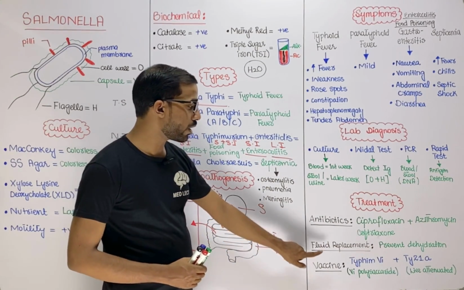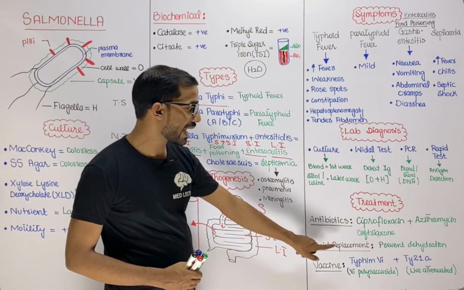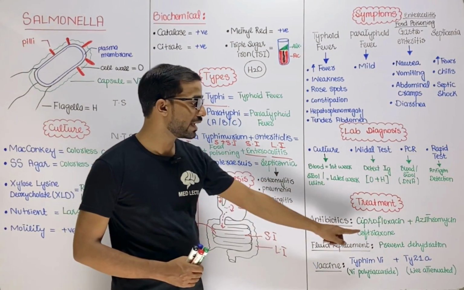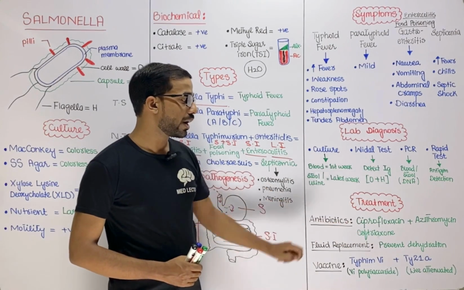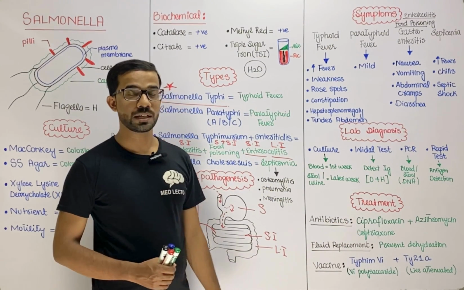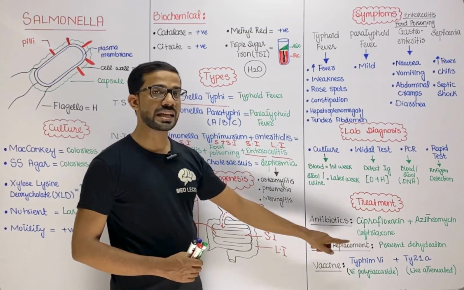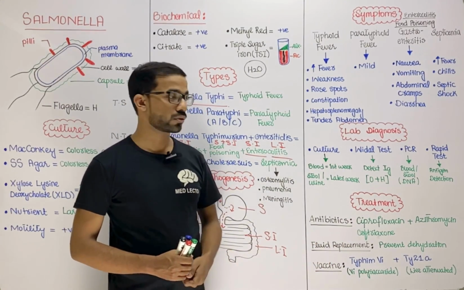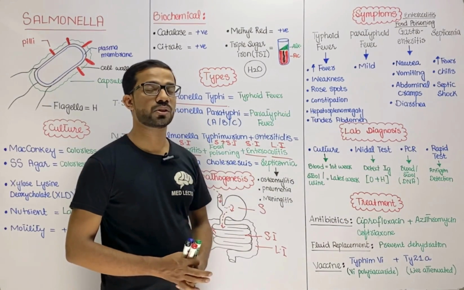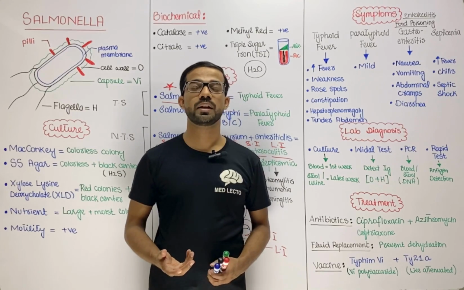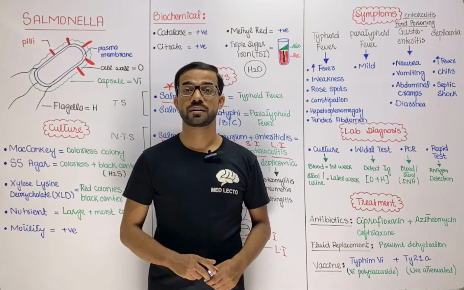And in the prevention, you will see two vaccines: Typhim Vi, which contains the Vi capsular polysaccharide, and Ty21a, which contains live attenuated bacteria. So Typhim Vi is taken through the intramuscular route, while Ty21a is taken through the oral route. So these are the vaccines related to typhoid fever, not related to the other gastroenteritis conditions.